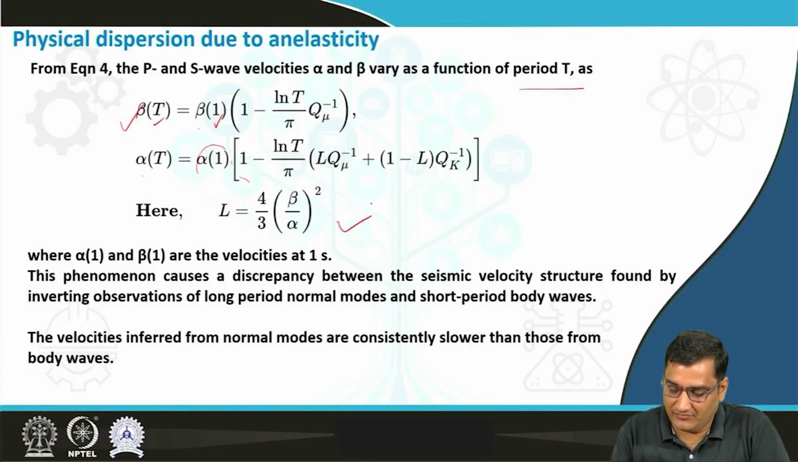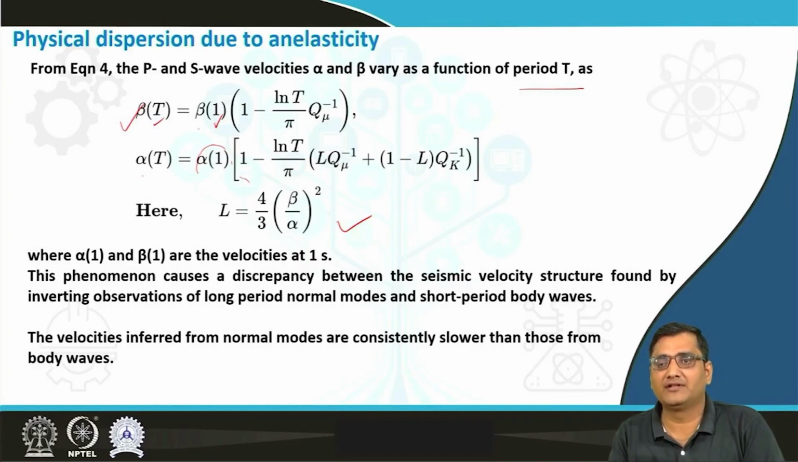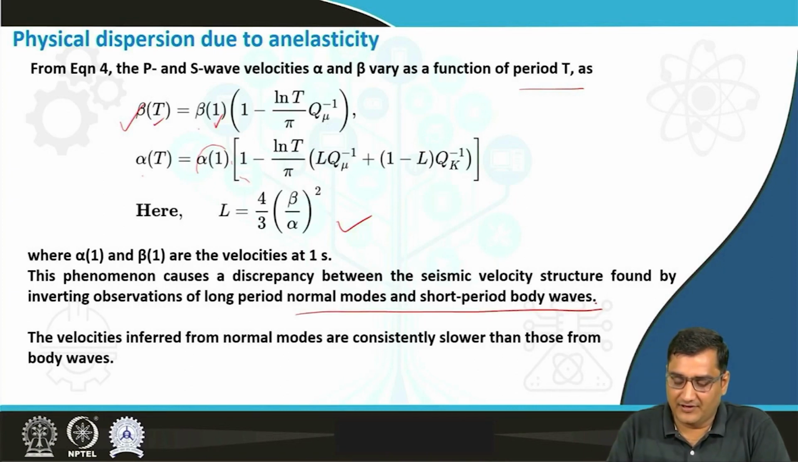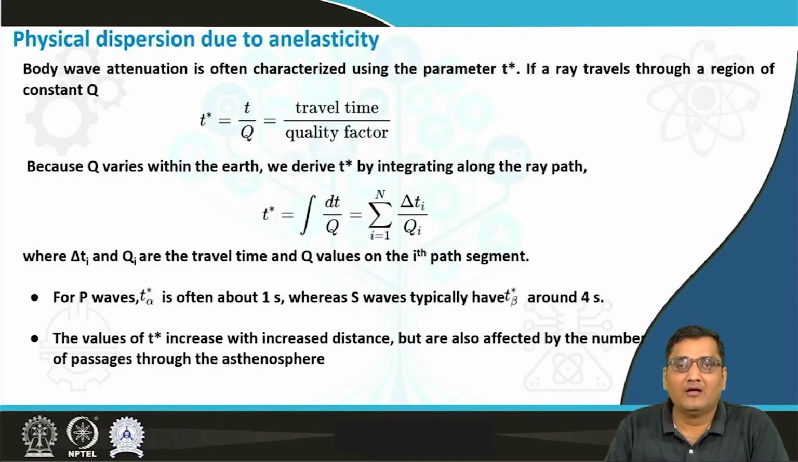Here L is equal to 4 by 3 times beta by alpha squared, and this particular phenomenon causes a discrepancy between the seismic velocity structure found by inverting observations of long period normal modes and the short period body waves. The velocities inferred from normal modes are consistently slower than those from the body waves, and this is what it should be. Body wave attenuation we can characterize by considering the physical dispersion due to the anelasticity, and it can be characterized using the parameter T star.